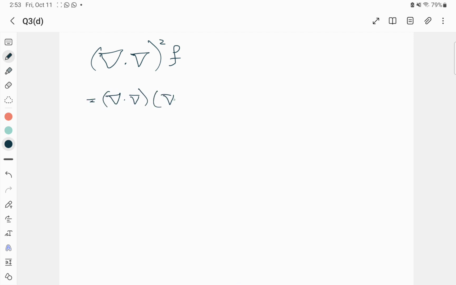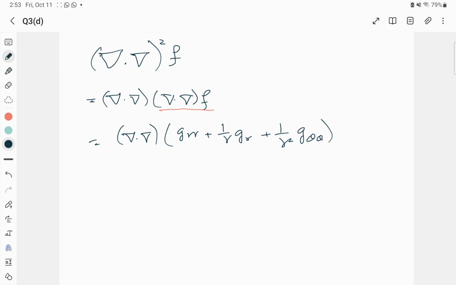In the last part of question 3, we are supposed to find an expression for this gradient operator, or gradient function, applied on f, which can be written as the gradient dot product on f. But we already obtained an expression for this one. That was g_rr plus 1 over r g_r plus 1 over r square g_theta.